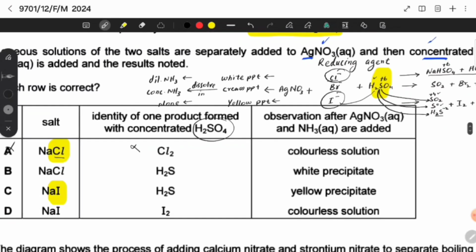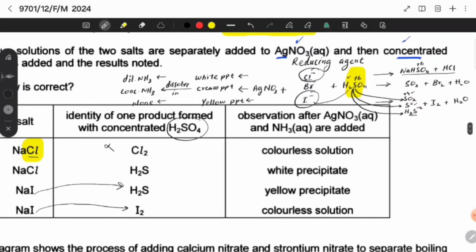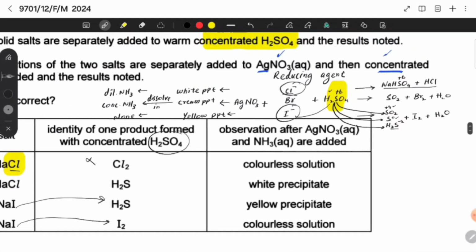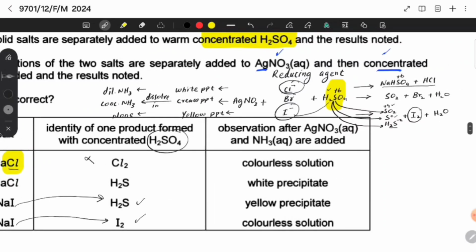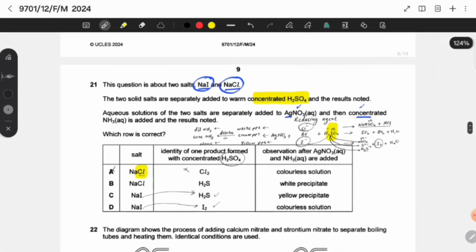So iodide can reduce sulfuric acid into H2S, and it can also give this product, iodine. When it reduces others, it will oxidize itself into an iodine molecule. So these both points are correct. Now the second part was the observation after silver nitrate and ammonia are added.